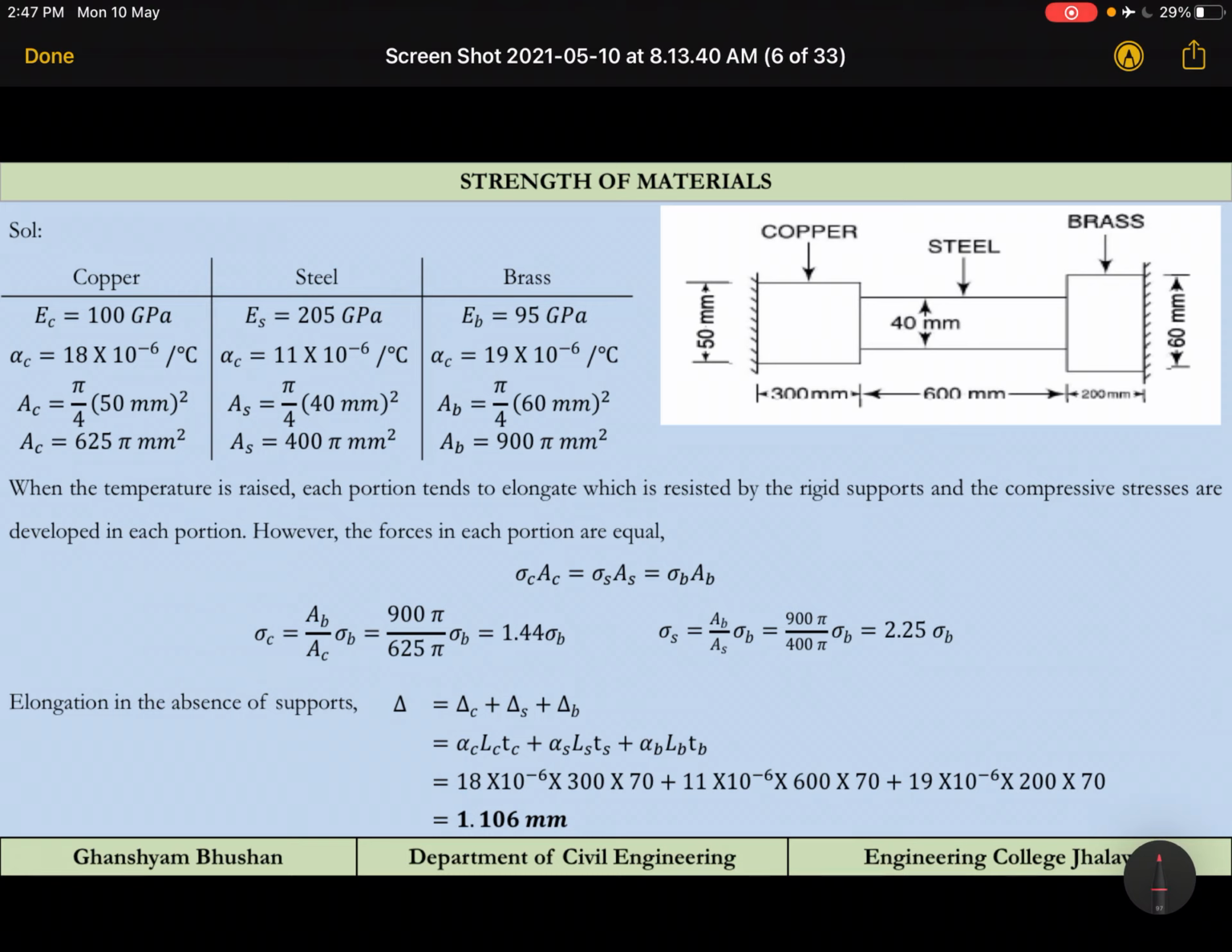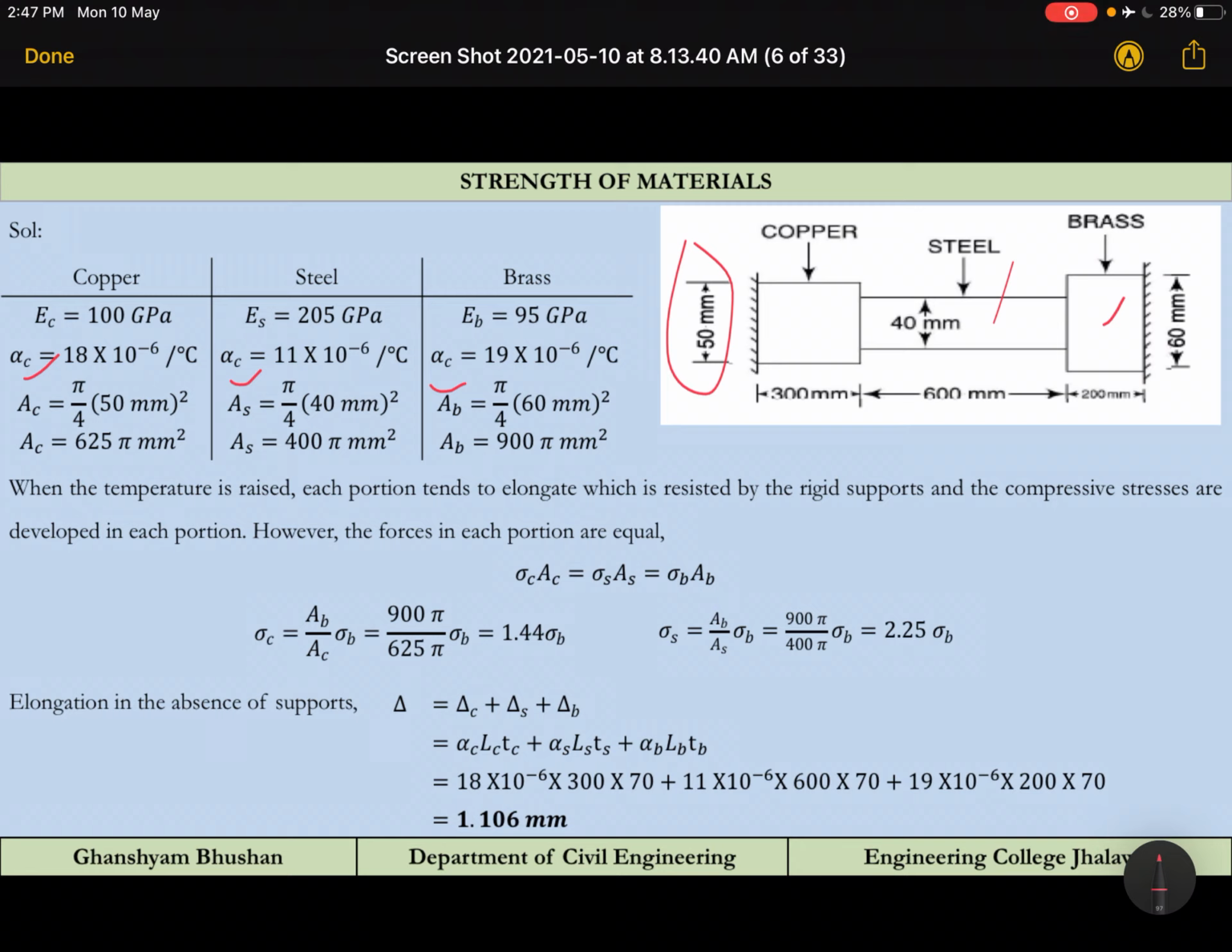So first thing, we have calculated the cross-section area of each of the materials. For copper it is 50 mm, so pi by 4 times 50 squared, which comes out to be 625 pi. For steel it is 400 pi, and for brass it is 60 mm, so 900 pi. So these are the respective areas.